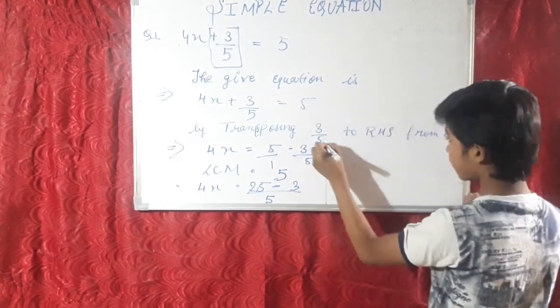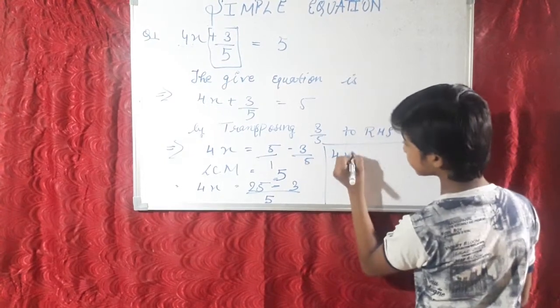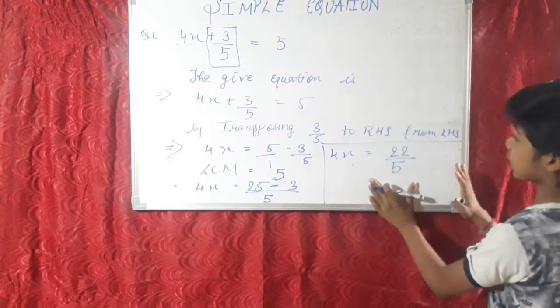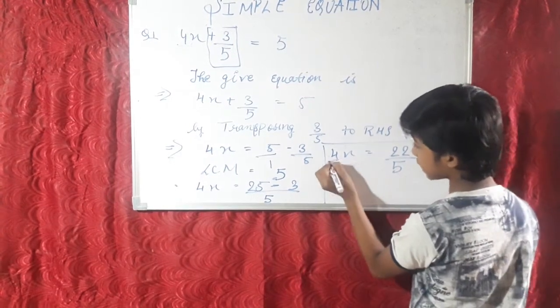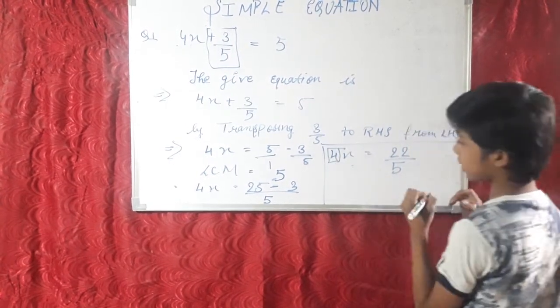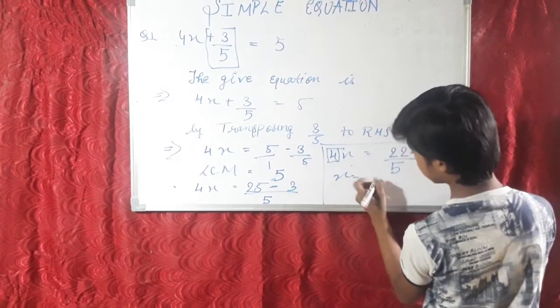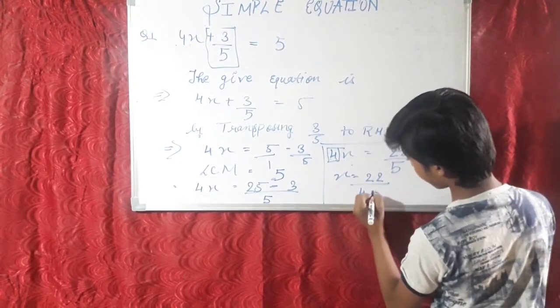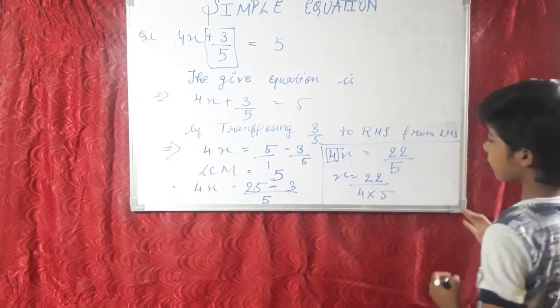So now what we have to write here? 4x is equal to 22 by 5 is our equation. Now we have to solve this equation. We will transpose this 4 from here. And now x is equal to 22. It is multiplying here, so now it will be divided. So 4 into 5.